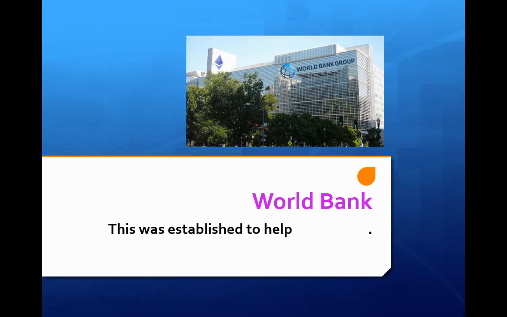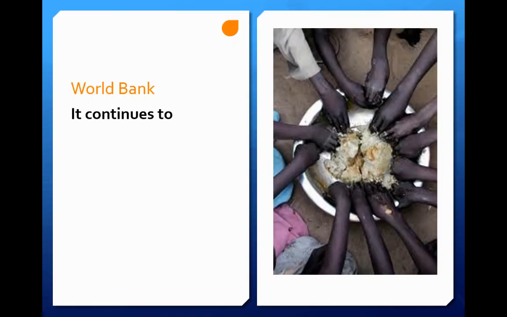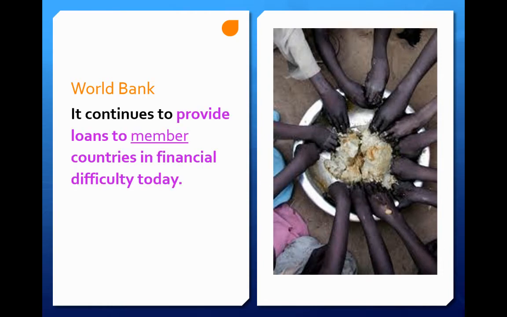Okay. The United Nations also created something called the World Bank. Right, so this was established to help rebuild the countries destroyed by World War II, and it provided billions of dollars in aid, which means support or help to Western Europe, as Western Europe was destroyed by World War II. Okay, the World Bank still exists today, and it continues to provide loans to member countries. So countries that are members of the World Bank, they can take out loans from the World Bank if they are in financial difficulty, which means if they need help when it comes to money.